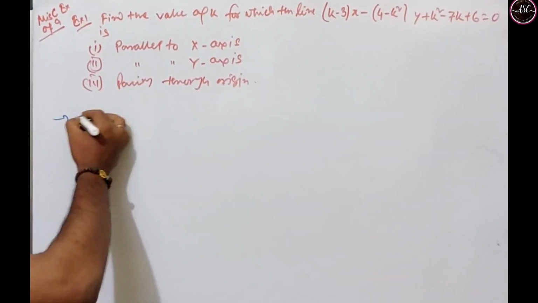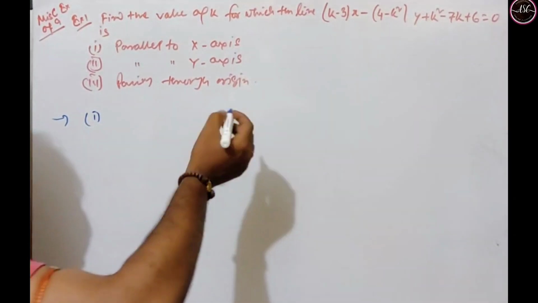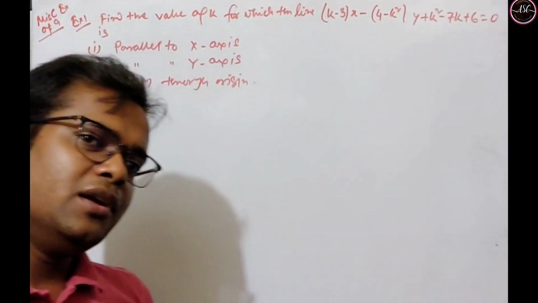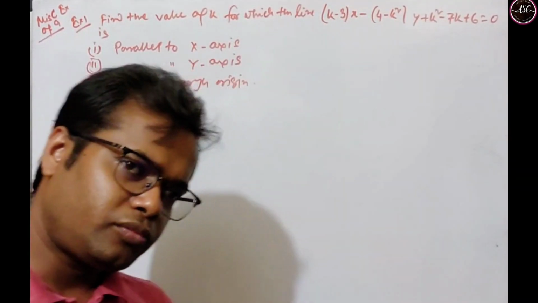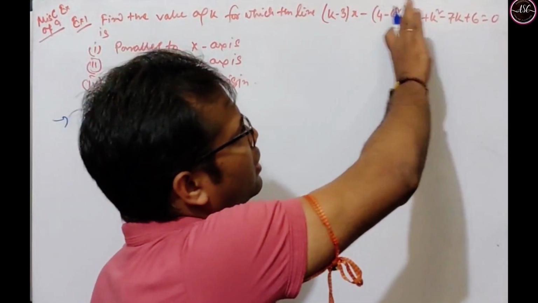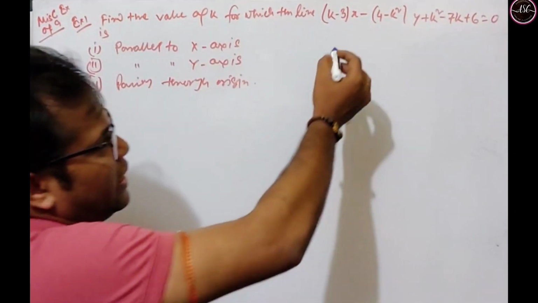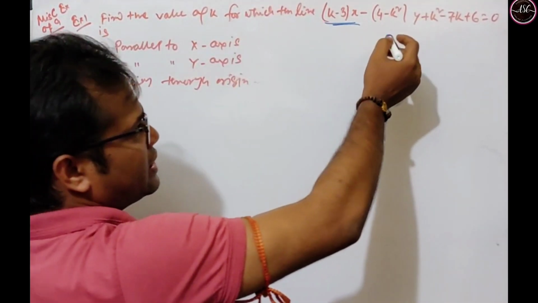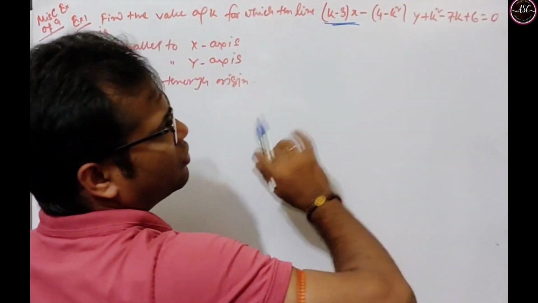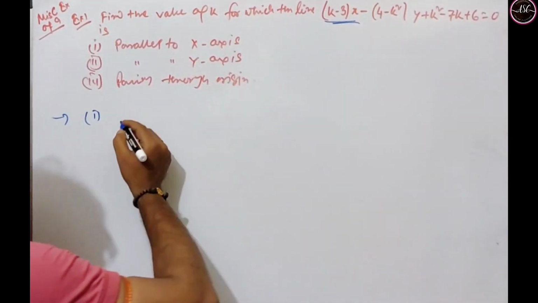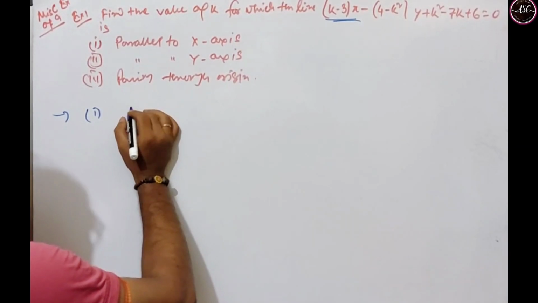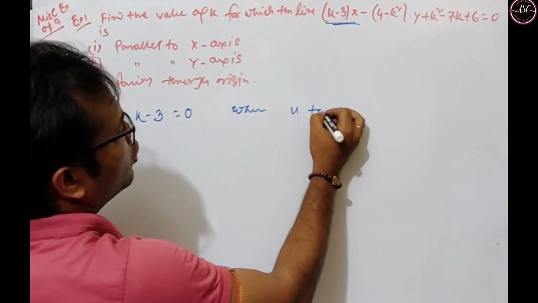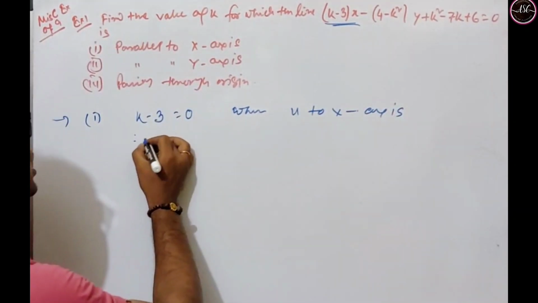So for question 1, when parallel to the x axis, the equation of a straight line parallel to the x axis is y equal to 0. So here this part will be 0. So from this line, if this line is parallel to the x axis, this part is 0, this part is 0, and this is the 0 part. Therefore k minus 3 equal to 0 when parallel to the x axis. Okay, so therefore k equal to 3.